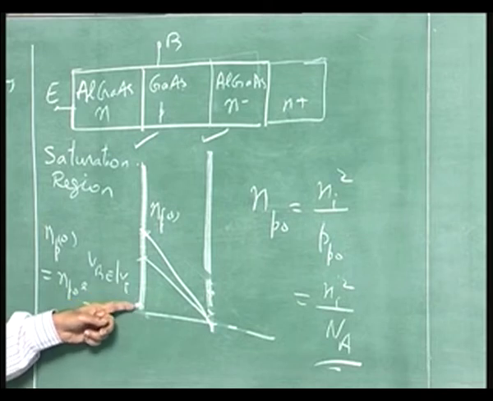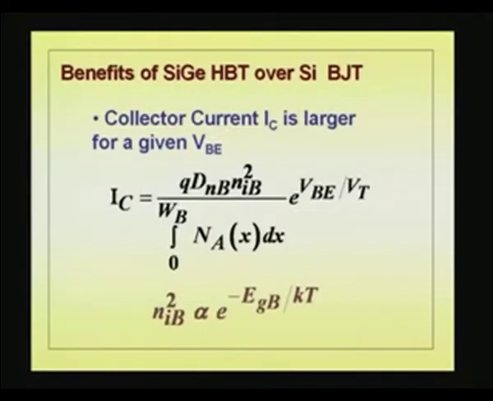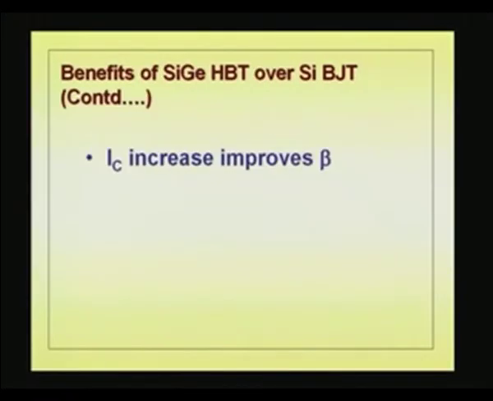This current does not change, what is injected to the emitter. Total current increases. So, what is the impact of that? The impact of that is beta improves. Collector current increases means beta improves.